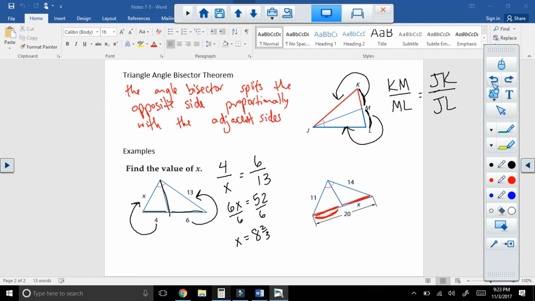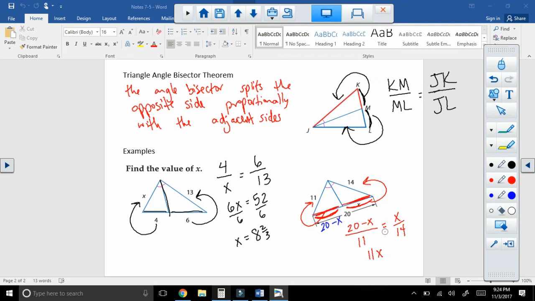Well, what I can do is I can say, well, I don't know exactly how long this is, but whatever it's going to be, I can just take 20 minus that quantity, and that's going to be this length, because both of those parts are going to have to add up to equal that total. So I'm going to use the 20 minus x and the x and write my proportion then with those values. So I would probably write mine as 20 minus x over 11 and set that equal to x over 14. And then I'm going to cross multiply and solve this.